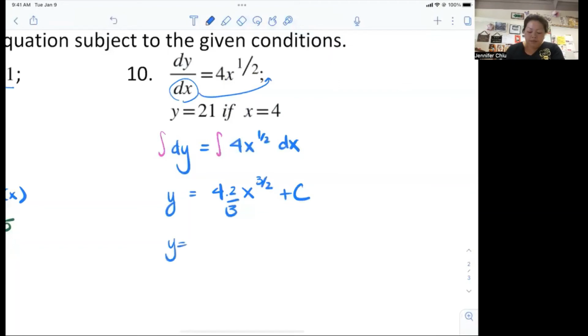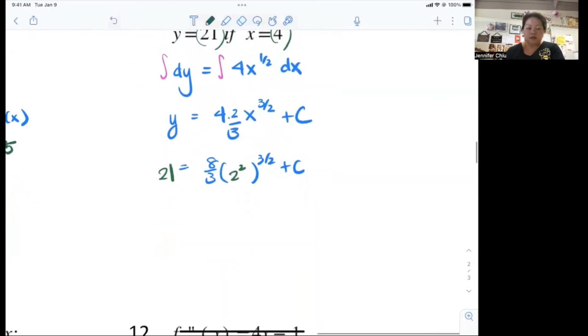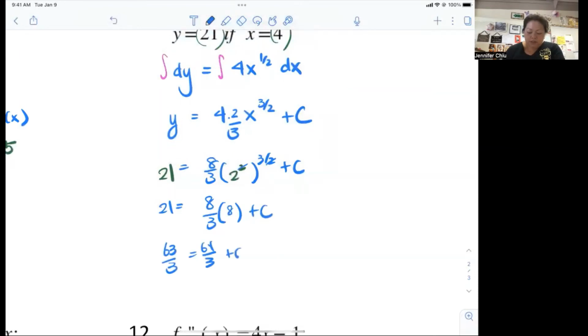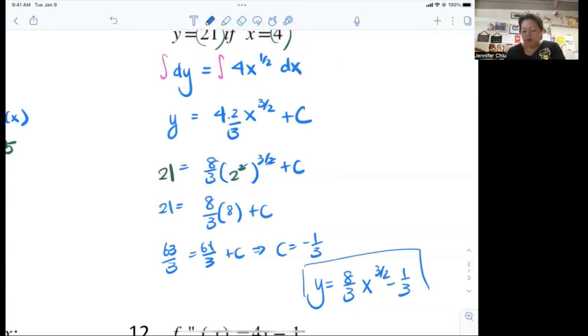Okay, I'm going to clean this up a bit. Okay, and in place of the x and y, I'm going to replace my initial condition. Y equals 21 if x equals 4. So I'm going to put 2 squared in there because it's a lot easier to work with that way. So I get 21 equals 8 times 8 over 3 times 8 plus c. So I'm going to change the 21 to 63 over 3. 64 over 3 plus c. C is negative 1/3. So my final answer is y equals 8 over 3, x to 3/2 minus 1/3. That's your final answer for your function.